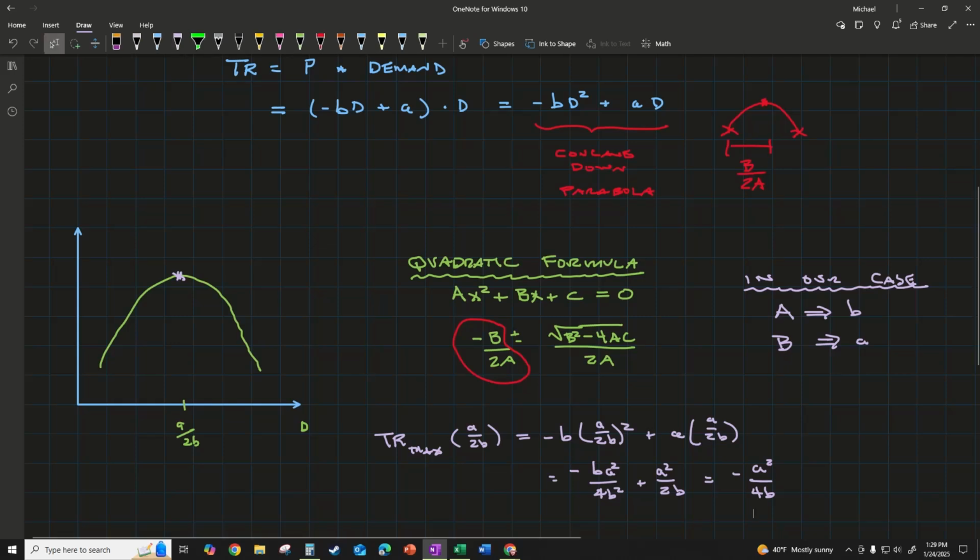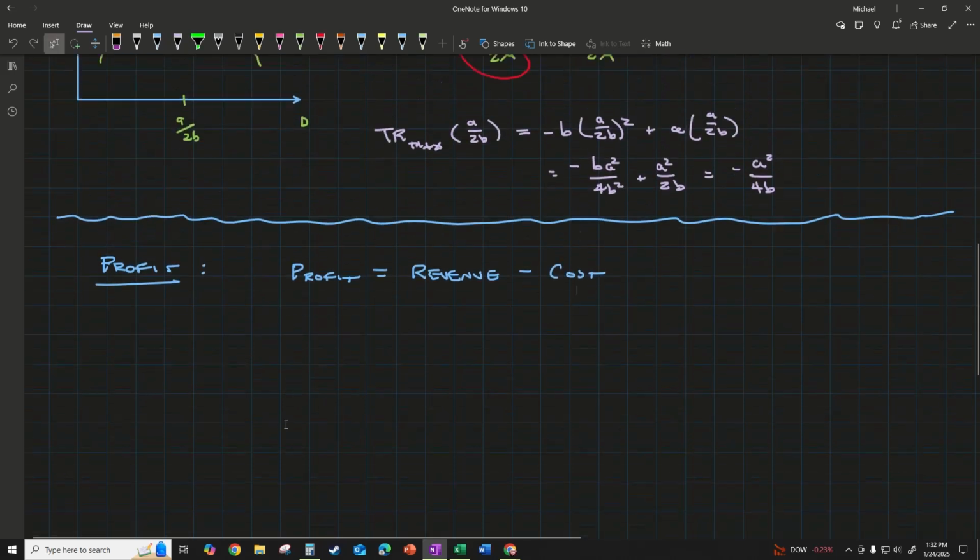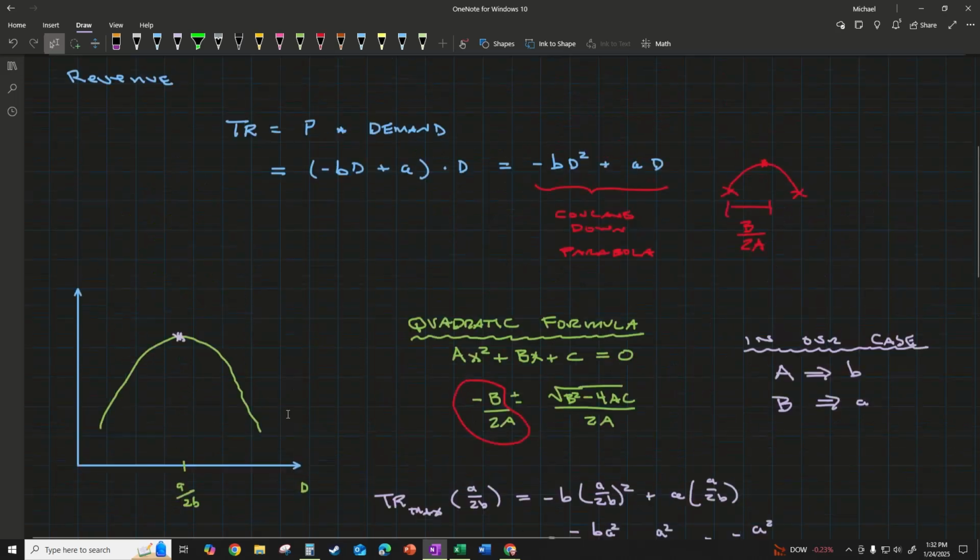Maximum value for revenue. So, profit. We're going to call profit, may as well spell it out so we don't confuse it with price. Profit is our revenue, spell it out again, minus our cost. So we calculated revenue up here.